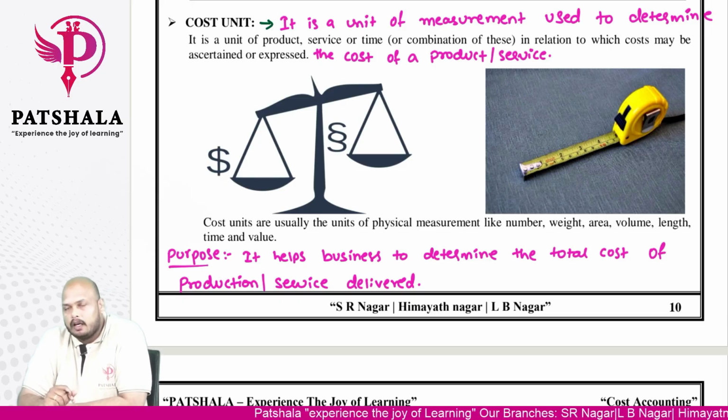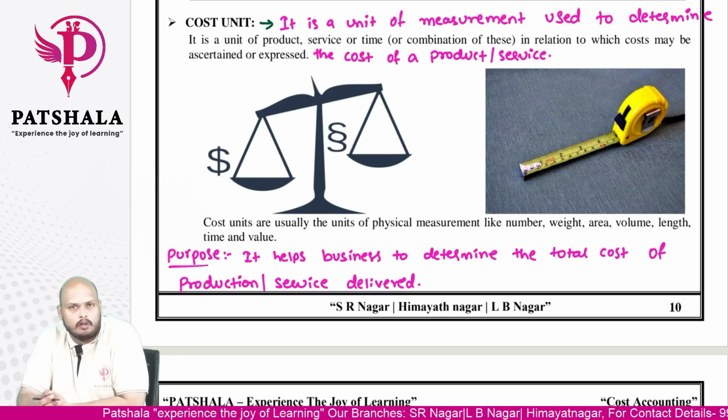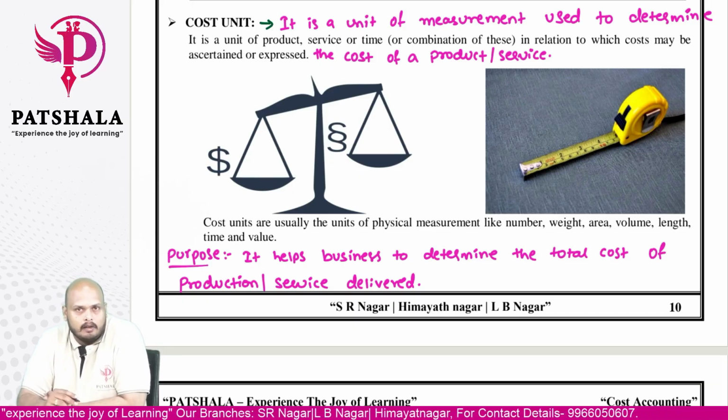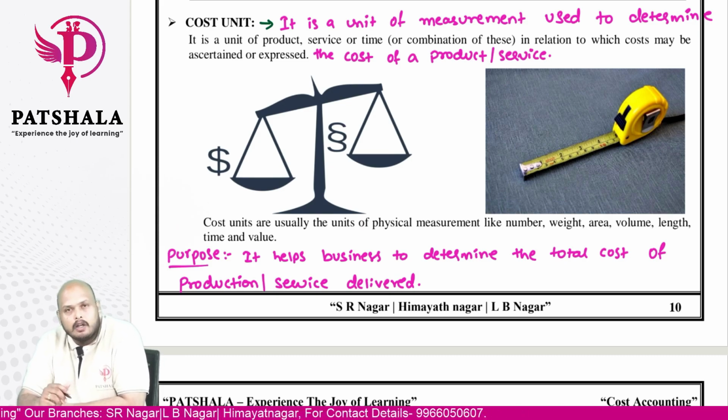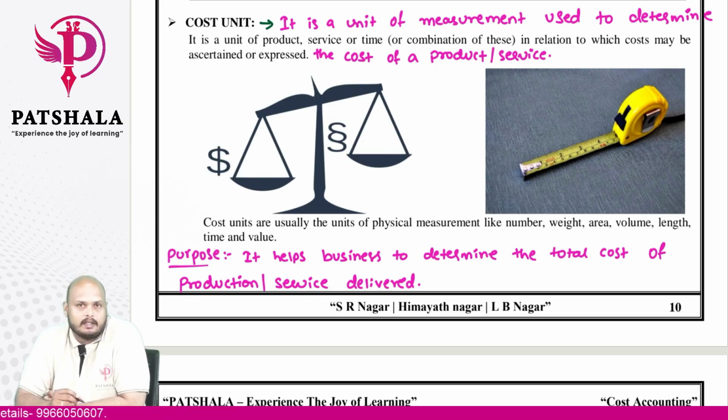If you are going to a mobile shop to purchase a mobile, what is the cost unit? We will use number of mobiles. We cannot measure the mobile in kgs, right? We cannot measure the mobile in tons. We cannot measure the mobile in liters. So what is the cost unit which is required to measure the product? That is called here as cost unit. For example, in the case of mobile, we will use number of mobiles.